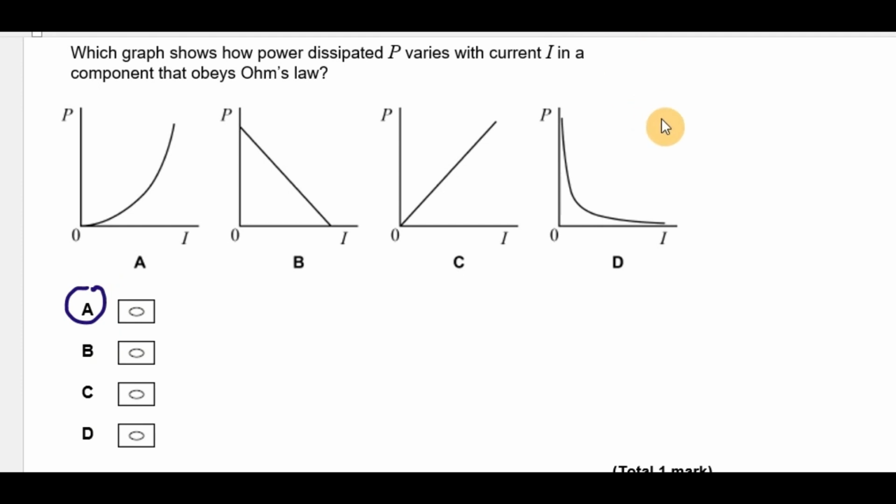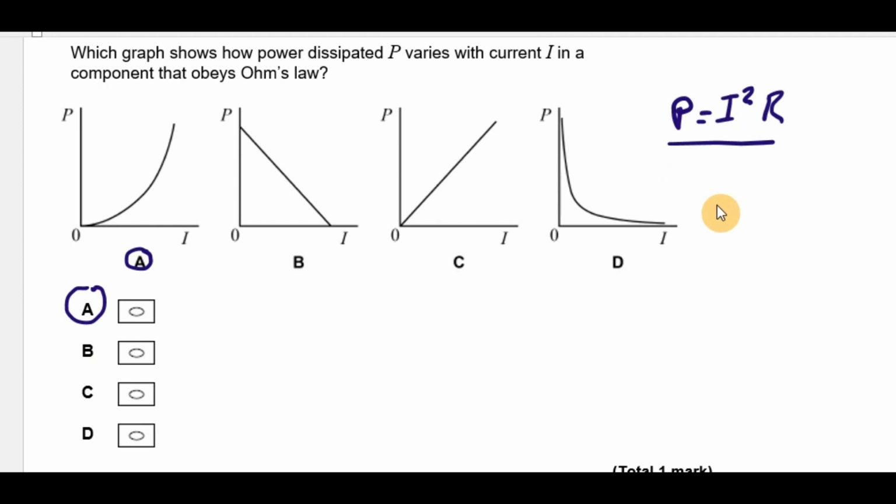So really simply, if you looked on your data sheet, you would see that power is equal to current squared multiplied by resistance. And we're talking about a component, it doesn't say anything about the component changing, so we're going to assume that the resistance stays the same within that component. So power is directly proportional to I squared. Answer A.